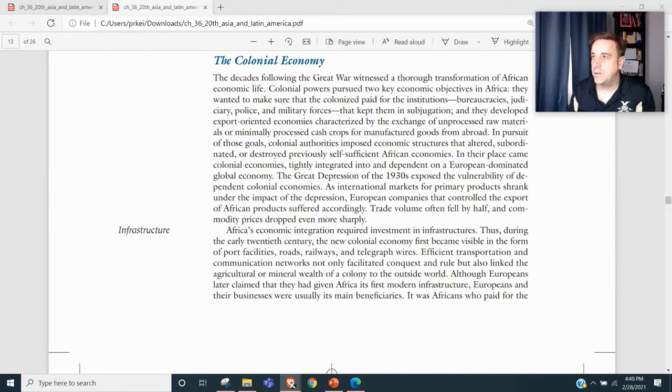All right, so here we go. We're at Chapter 36, Nationalism and Political Identities in Asia. We're in the Africa under colonial domination subheading, and then we're in the colonial economy subheading underneath that.